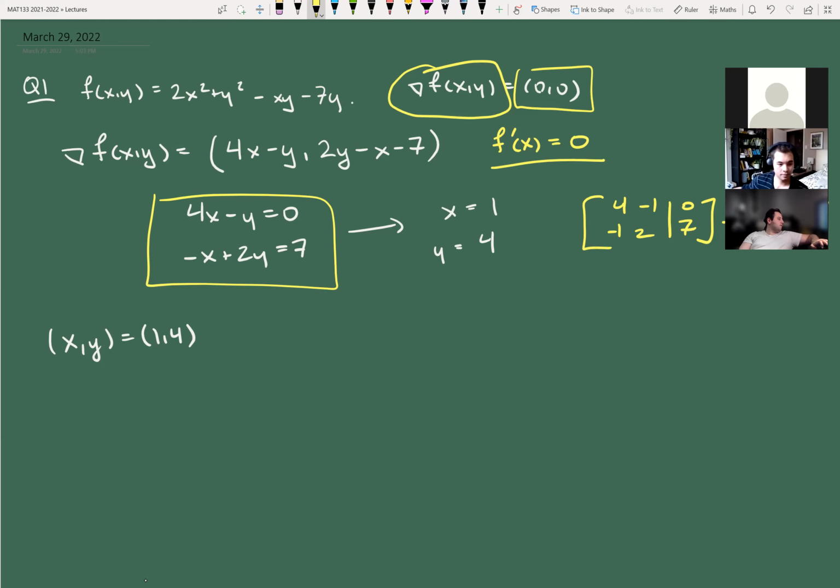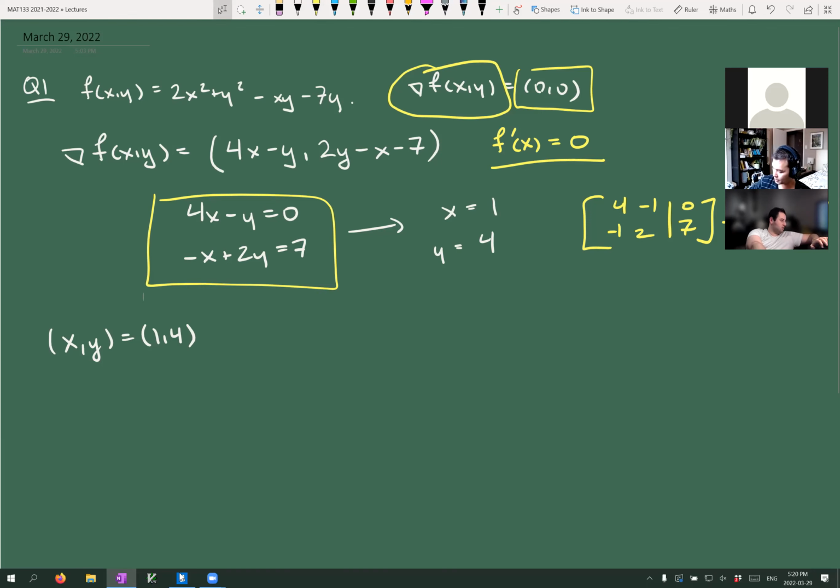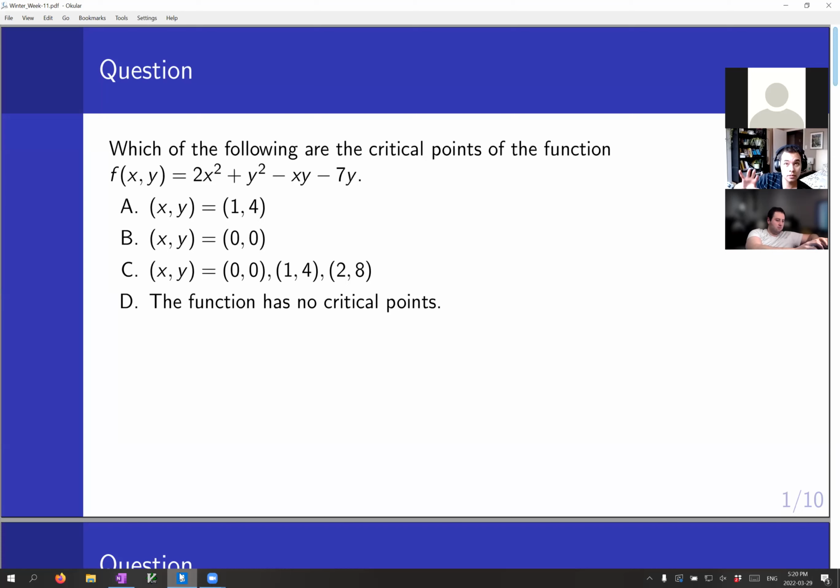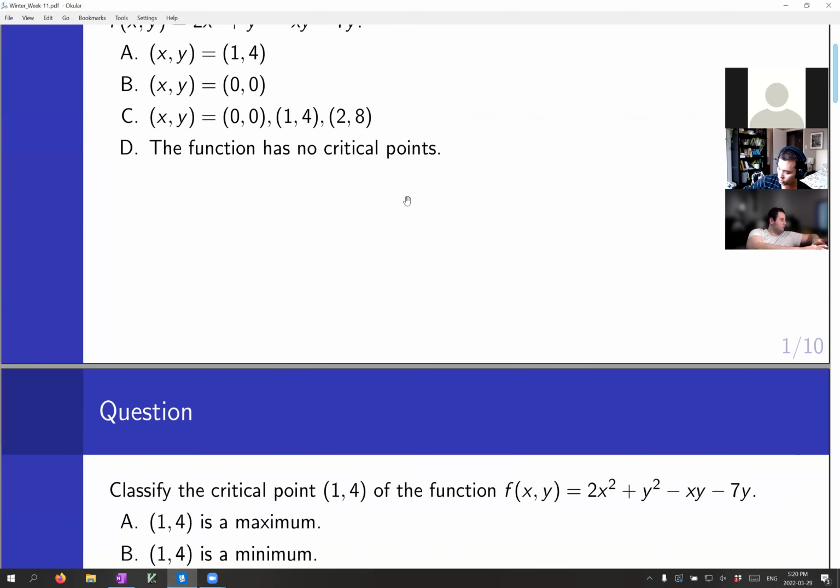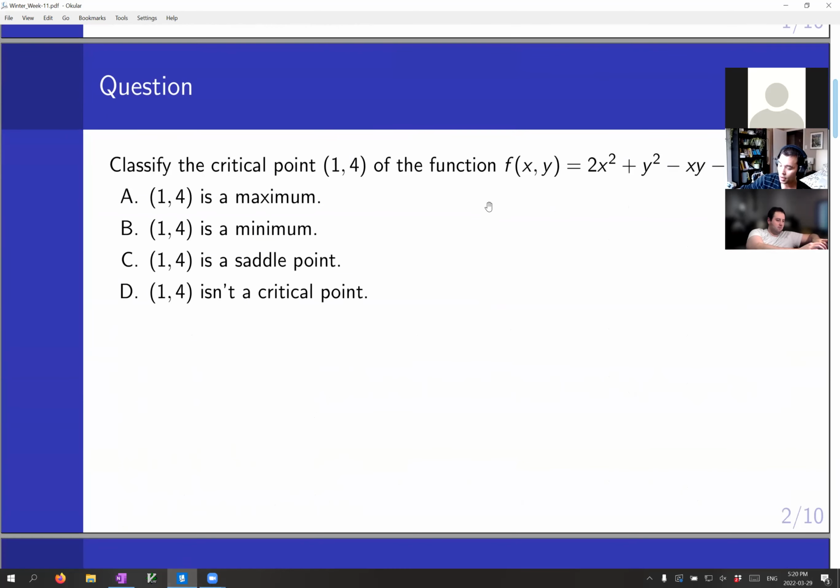All right. So everyone's good on that, hopefully? Okay, same function, but I'm going to change the question now. Just like when we were doing single variable calculus, you had to find the critical points, and then you had to classify them. You had to figure out, are these maximums, minimums, saddle points, whatever the case could be. So this is the same function. You already know what the critical point is, and now I'm asking you to classify it. Is it a maximum? Is it a minimum? What is it?